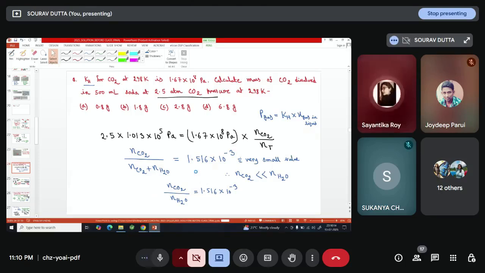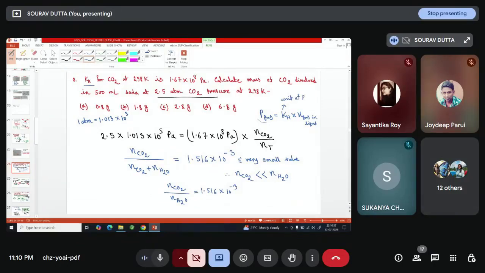So where does 1.013 into 10 to the power 5 Pascal come from? 1.013, এটা একটা unit conversion. It is a unit conversion. 1 atm equals 1.013 into 10 to the power 5 Pascal. I am just telling you, x is the mole fraction, it is a unitless quantity. So p is the pressure and kh, if x is unitless, and p is the unit of pressure, obviously k is also the unit of pressure.